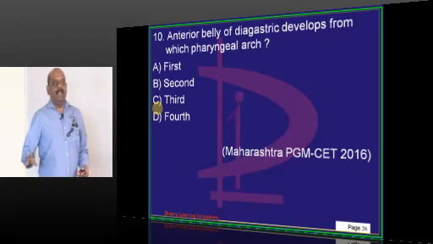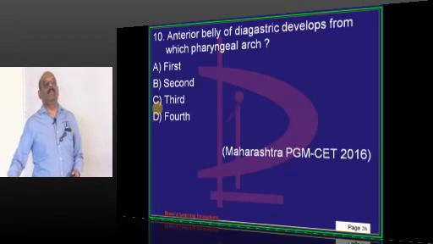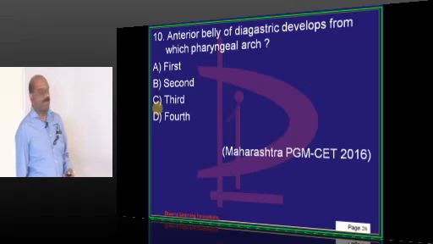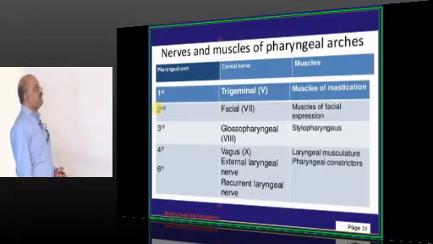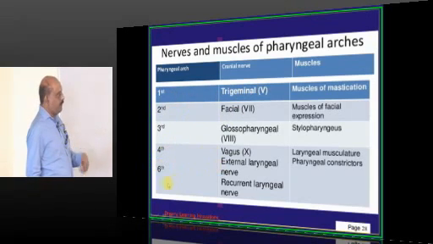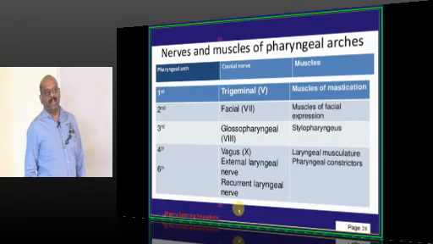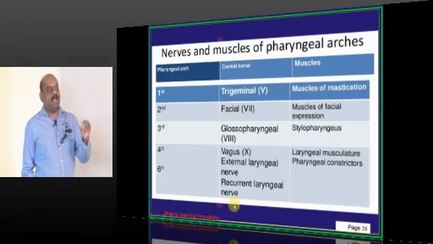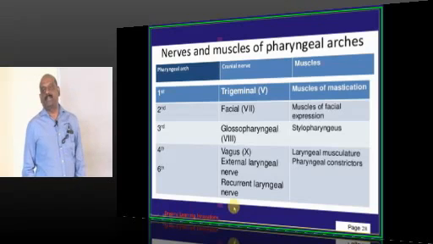Then anterior belly of the digastric versus posterior belly, they have got a different nerve supply. So it is a first arch derivative which is supplied by the trigeminal, second arch is by facial, third is glossopharyngeal, fourth is vagal, sixth is recurrent laryngeal nerve. The pharyngeal arches and their muscles and the nerve supply.